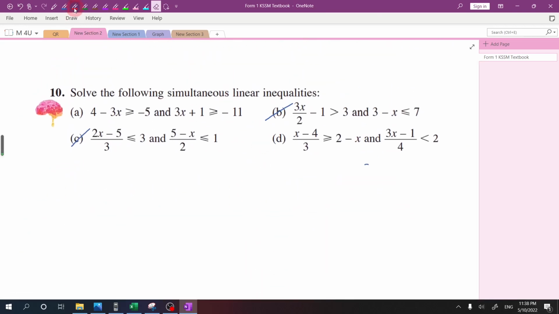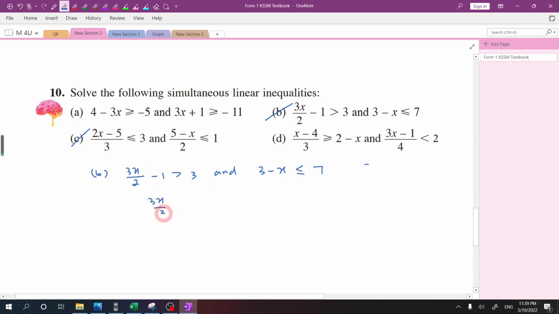Okay, now let's go to B. This and this. We have two inequalities. That means that x needs to satisfy this inequality. At the same time, it also needs to satisfy this inequality. Let's do part B. 3x divided by 2 minus 1 is greater than 3. And 3 minus x is less than or equal to 7.